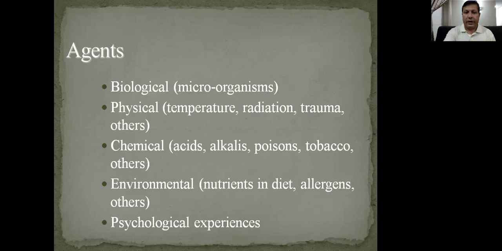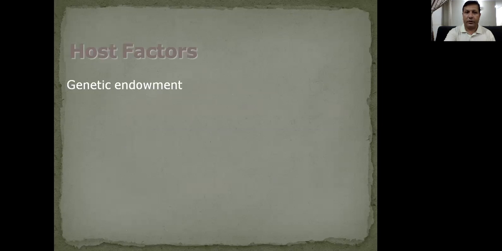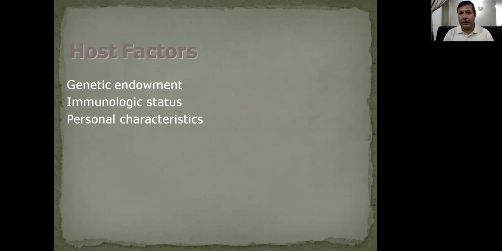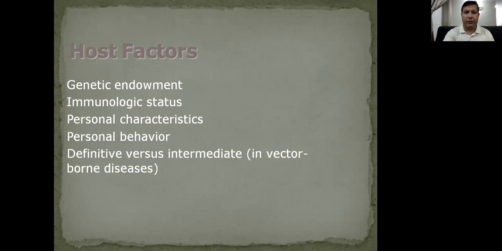Physiological experiences, host factors, the genetic endowment of that organism, the immunological status of that host where this pathogen, this chemical will grow and affect. If the immunological status of that individual is strong, maybe the causative agent will not affect it too much. Personal characteristics: if the behavior of that host is unique, maybe that will support that particular disease-causing agent. Personal behavior. Definitive versus intermediate hosts in vector-borne disease also, these are the host factors.